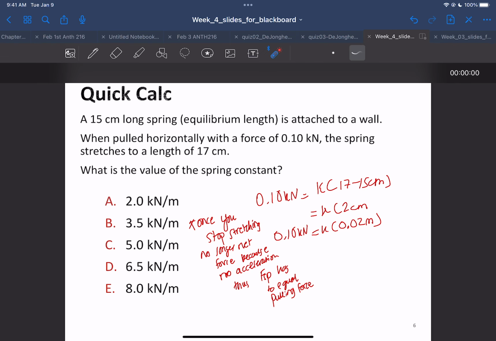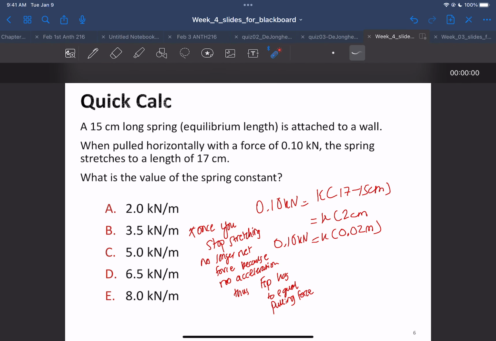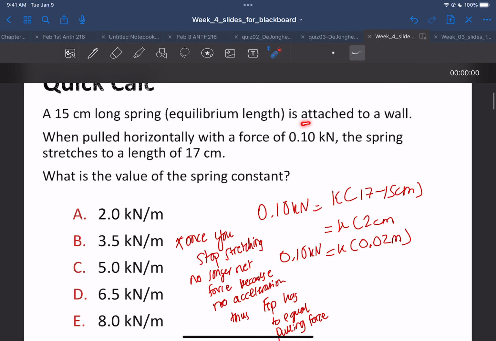So there's another example here that will be more specific to how you can calculate spring force. You have a 15 centimeter long spring, and it's at equilibrium length. It's attached to a wall, and when you pull it horizontally with a force of 0.10 kilonewtons, the spring stretches to a length of 17 centimeters. What is the value of the spring constant?